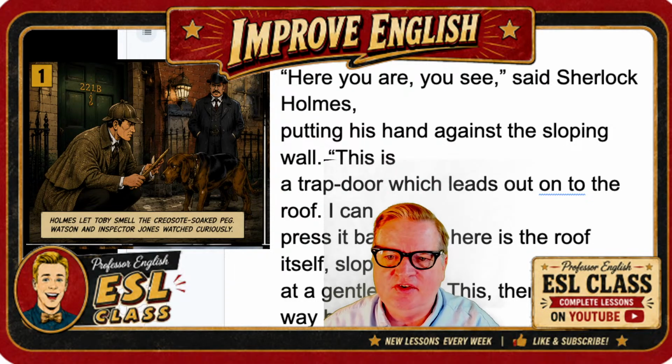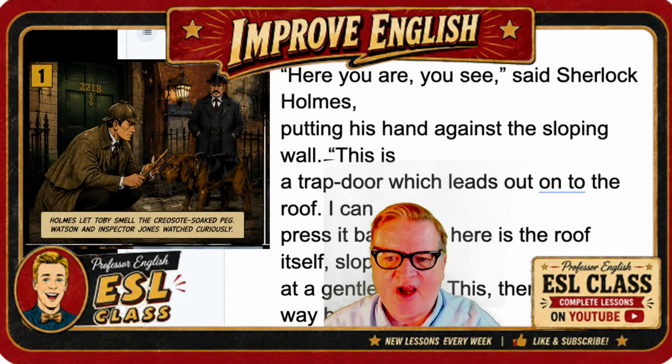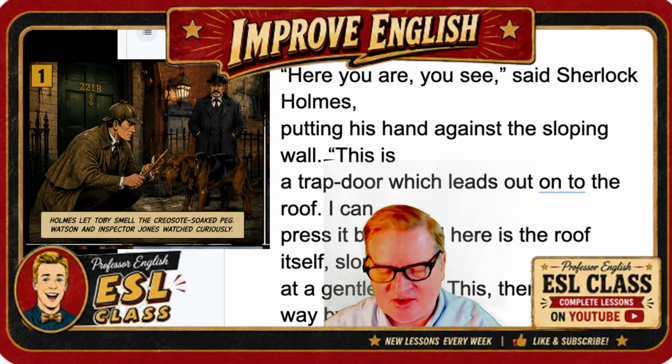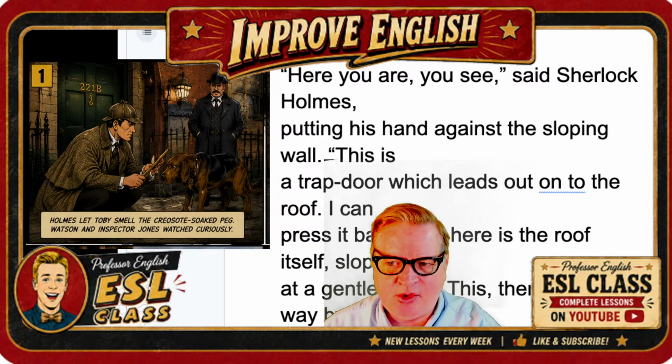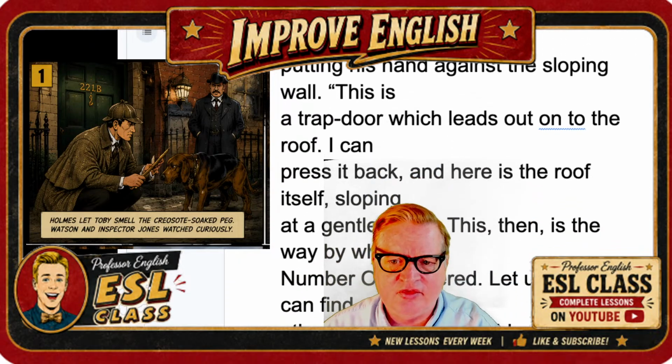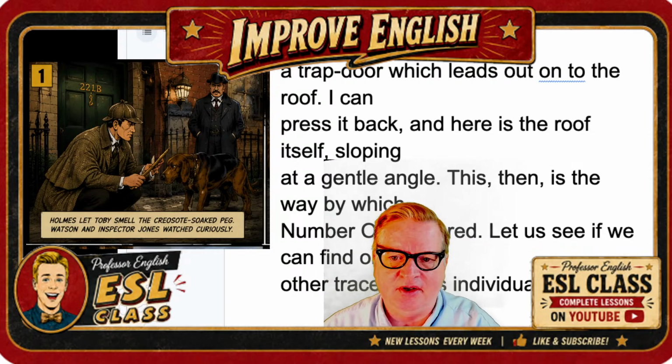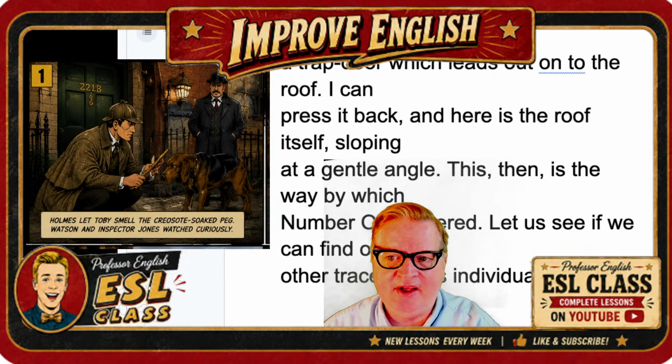Putting his hand against the sloping wall. "This is a trap door." A trap door, that would be like a secret door. Let's say that it means a secret door. "This is a trap door which leads out onto the roof. I can press it back, and here's the roof itself, sloping at a gentle angle."